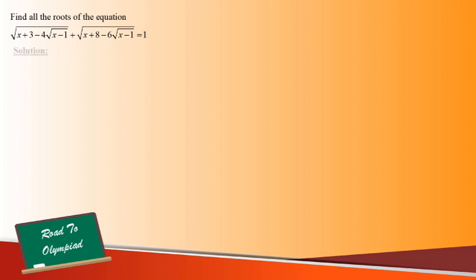To solve this problem, let's consider x plus 3 minus 4 times the square root of x minus 1. This can be written as x minus 1 minus 4 times square root of x minus 1 plus 4. Since x minus 1 can be written as the square root of x minus 1 the whole thing squared, we can rewrite the entire expression as square root of x minus 1 minus 2, the whole thing squared.